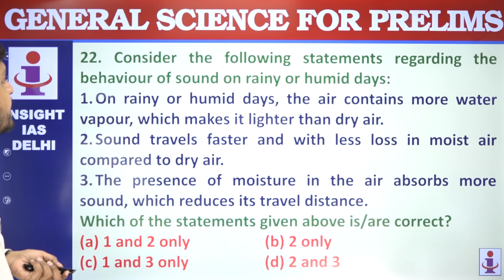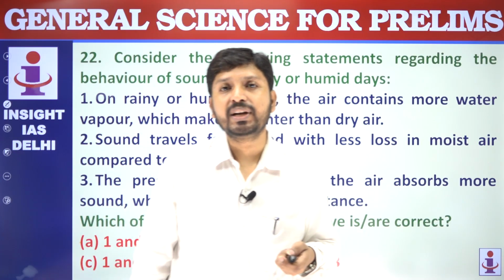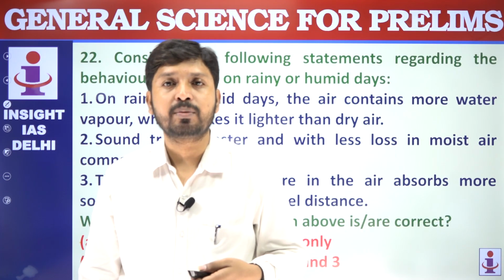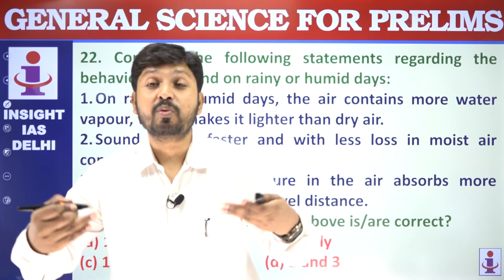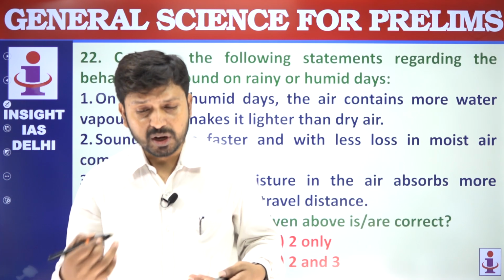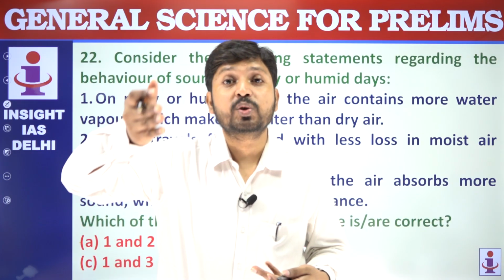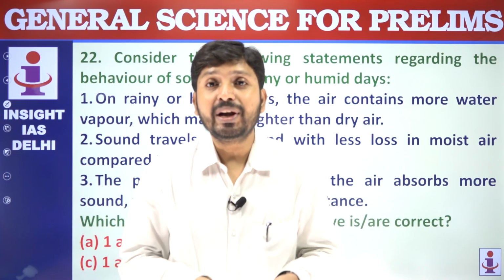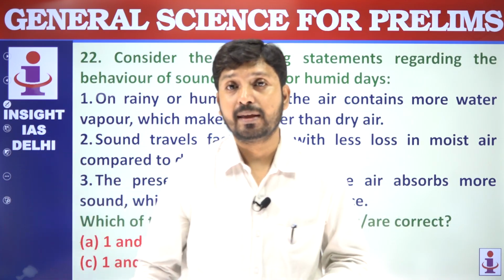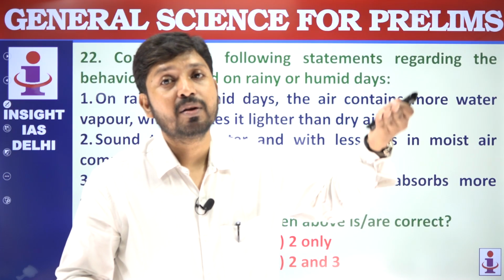Let's go to the next question. Consider the following statements regarding the behavior of sound on a rainy or humid day. What is humidity? Humidity is nothing but the water vapor present in the atmosphere. More humid means more water vapor in the atmosphere. Water vapor is the gas form, so liquid is converted into gas, and gas is lighter than liquid. So a packet of humid air will be lighter compared to dry air, because it is made up of moisture, which is water vapor.